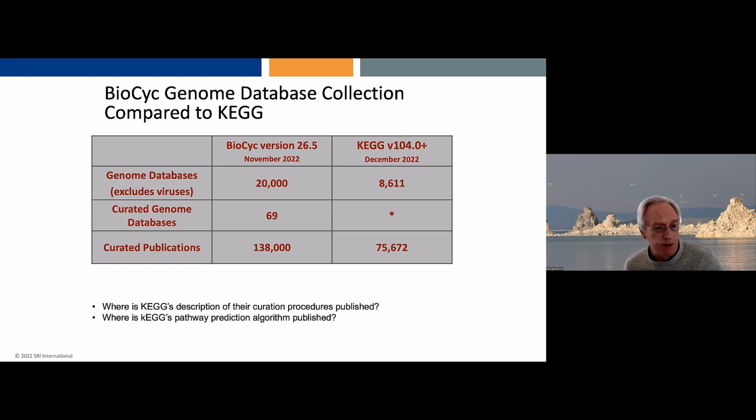And we can search both BioCyc and KEGG to find out how many publications are cited in the database, which we assume translates into information has been curated from those publications. And in BioCyc, it's 138,000 publications, and in KEGG, it's 75,000 publications.